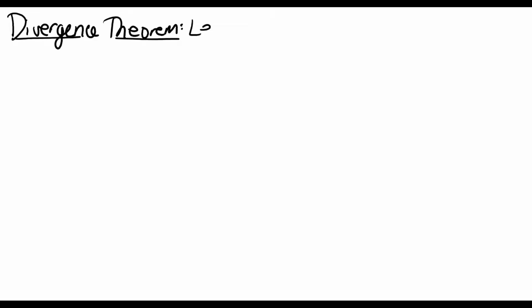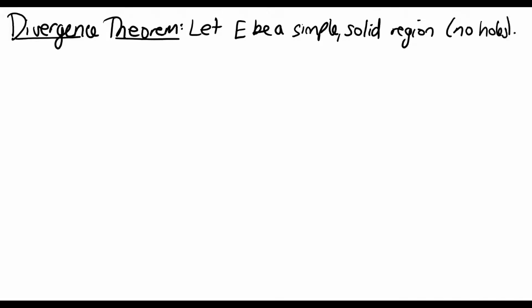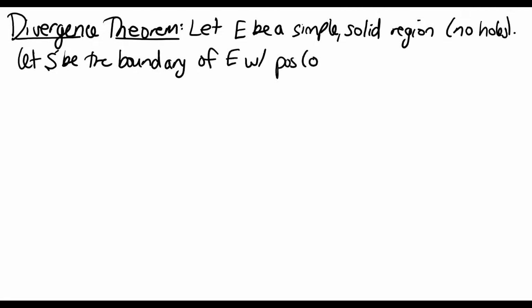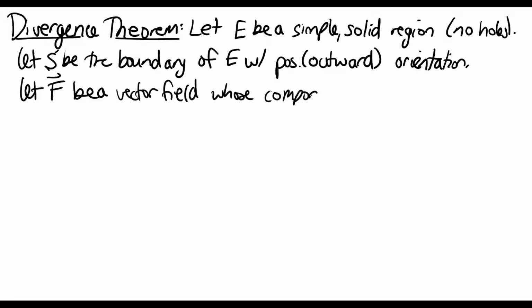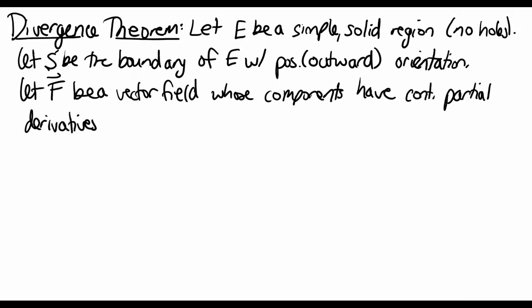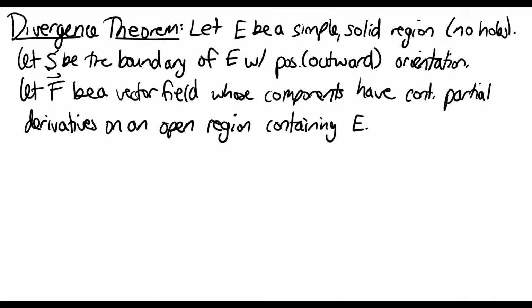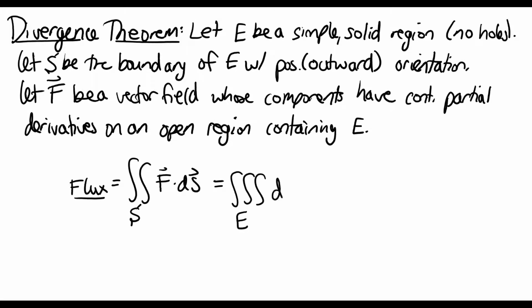Let E be a simple solid region. Simple means that E has no holes, so it's not like Swiss cheese. Let S be the boundary surface of E, given with positive, meaning outward, orientation. Let F be a vector field whose component functions have continuous partial derivatives on an open region containing E. The surface integral of F along S, meaning the flux of F across S, is equal to the triple integral over E of the divergence of F.